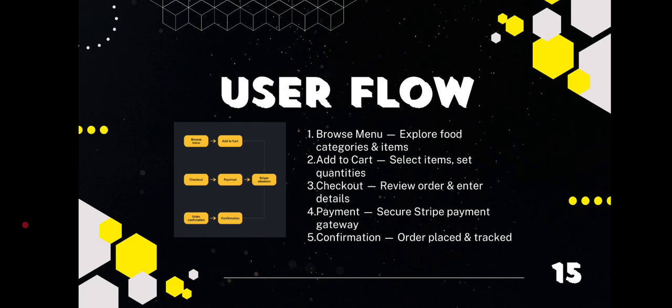User flow. User flow is a user journey. The user journey is simple. They browse the menu, add their favorite meals to the cart, review details on the checkout page, make a secure payment via Stripe, and receive a payment confirmation.